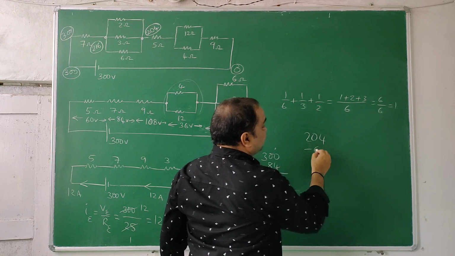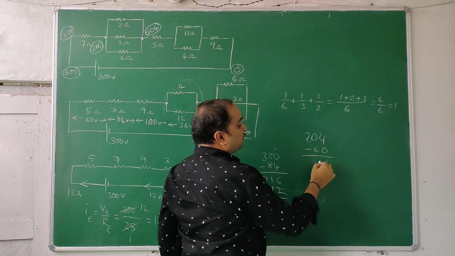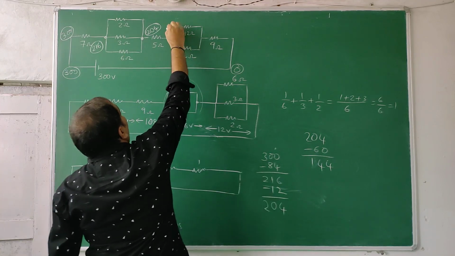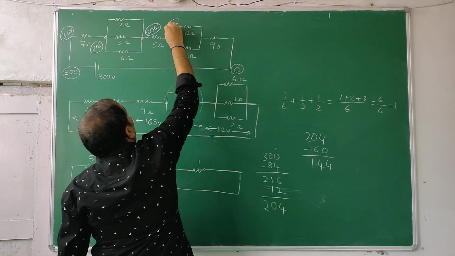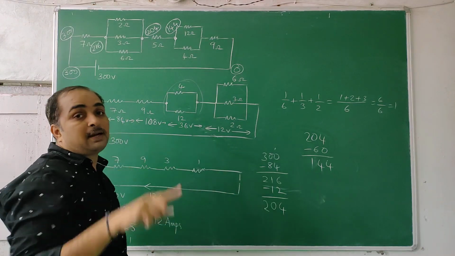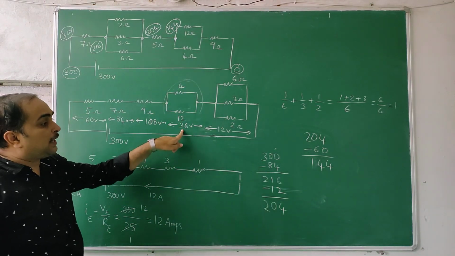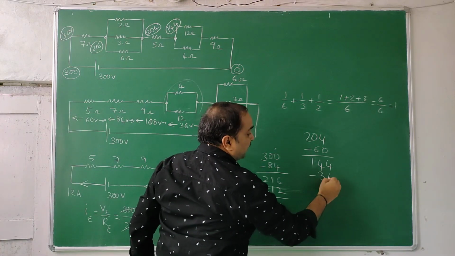204 minus 60: 4, 10, 4, 144. So this point would be at a voltage of 144 volts. Next, the 12 and 4 ohm resistors. There is a drop of 36 across them. 144 minus 36.